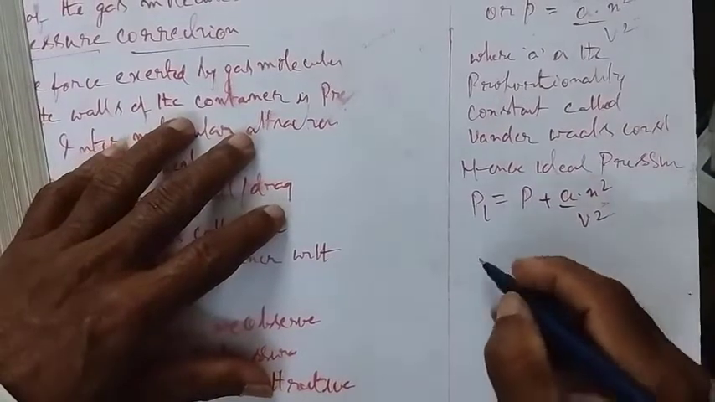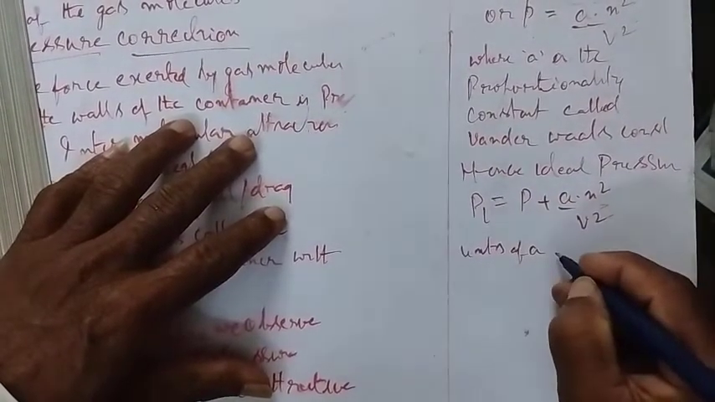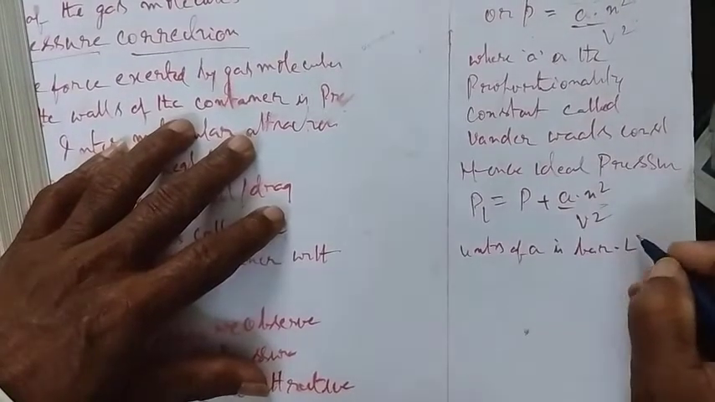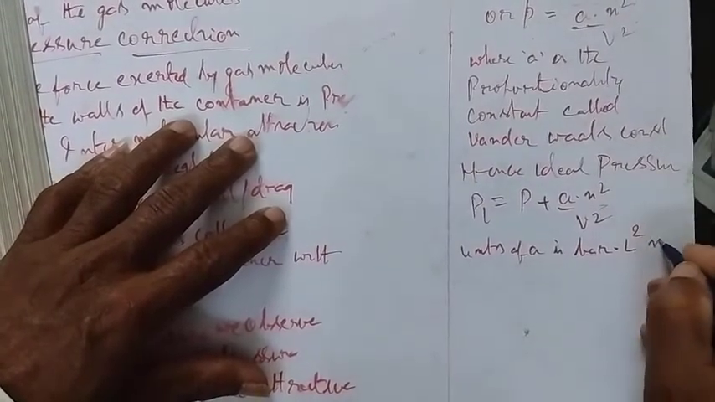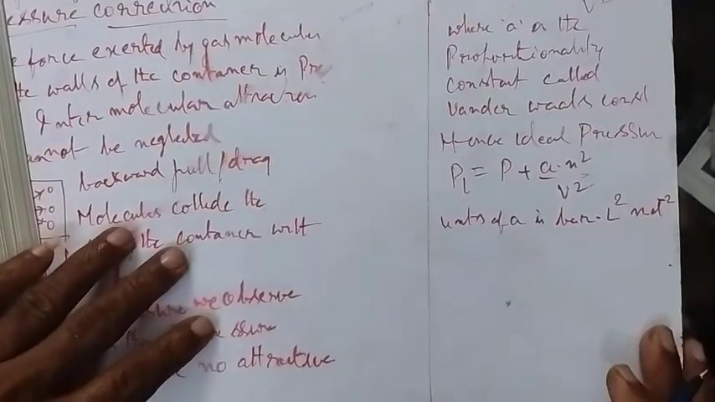So what are the units of a? Units of a is bar liter square mole minus 2.